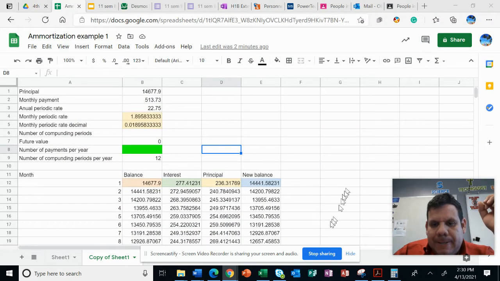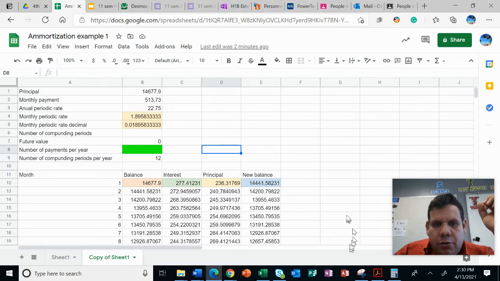Okay, so this is something new that I have for you today, and we have an example of amortization. This amortization is when you are trying to pay in full. Okay, so sometimes it takes months and months if you're just making the minimum payment.